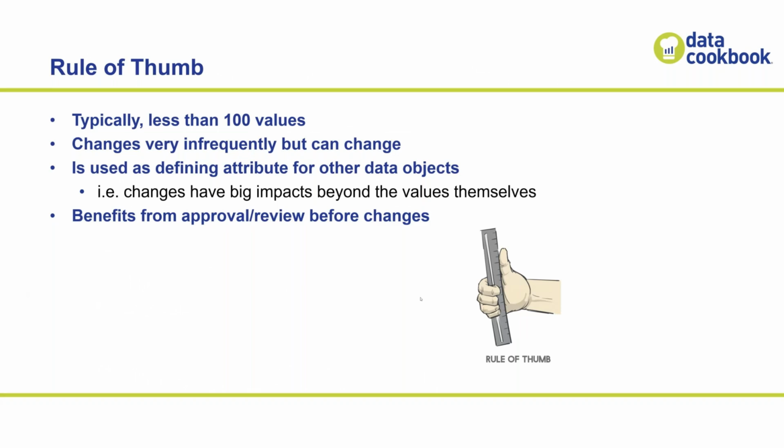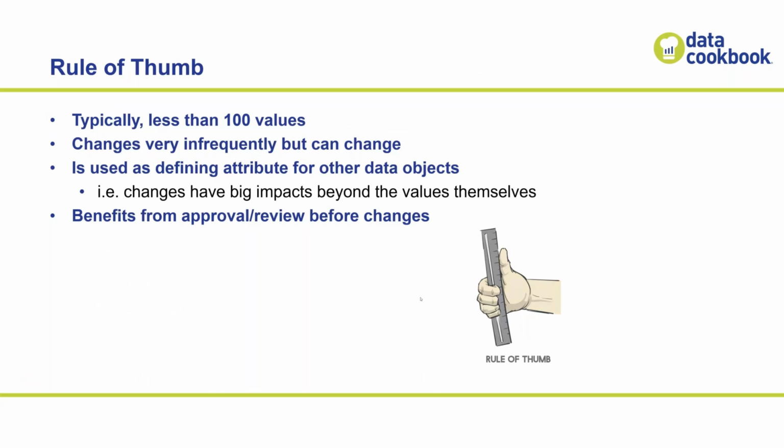So, for instance, if you have something like an employee status, you have an employee entity, and that employee has a job, and that job has a status, and when that status changes from active to inactive or full-time to part-time or whatever, however you're tracking those employee statuses, that'll have a major impact on that other entity, on that other object. And these are also things that sort of benefit from approval review before the change.